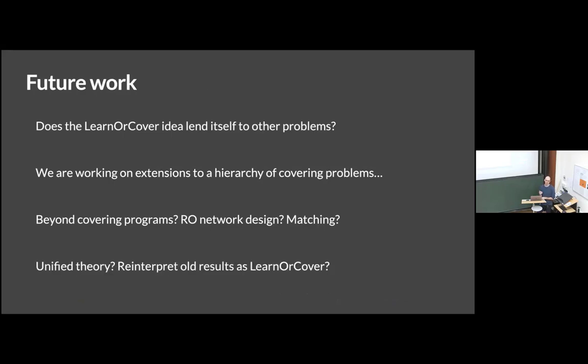Is there some unified theory here of random order online algorithms? Can you reinterpret old results in this learn or cover framework? These are all questions I'd like to answer.